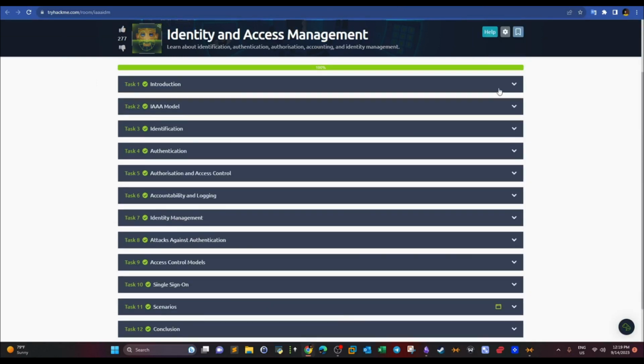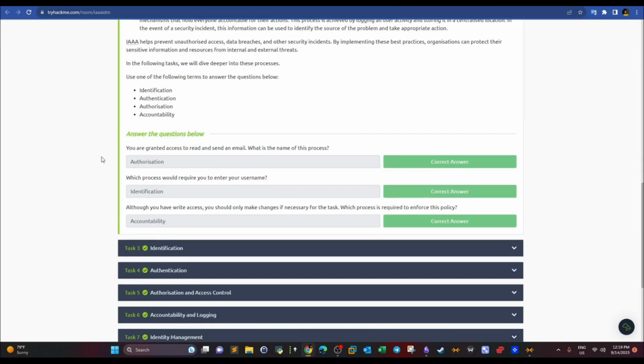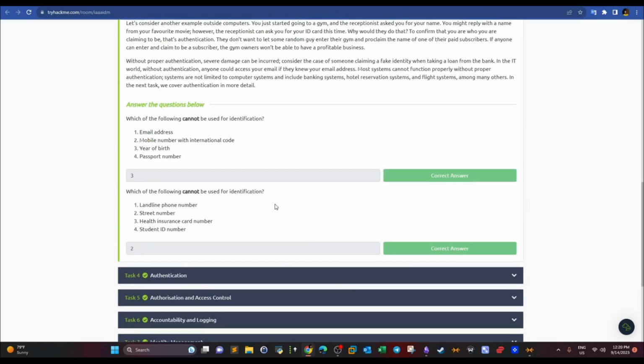In summary, this is all you need to know about this room. Questions now. You are granted access to read and send an email. What's the name of this process? This is authorization. You can do certain aspects and you cannot do other aspects. Which process would require you to enter your username? Of course, it is identification. We want to see who you are. Although you have write access, you should only make changes if necessary for the task. Which process is required to enforce this policy? It is accountability.